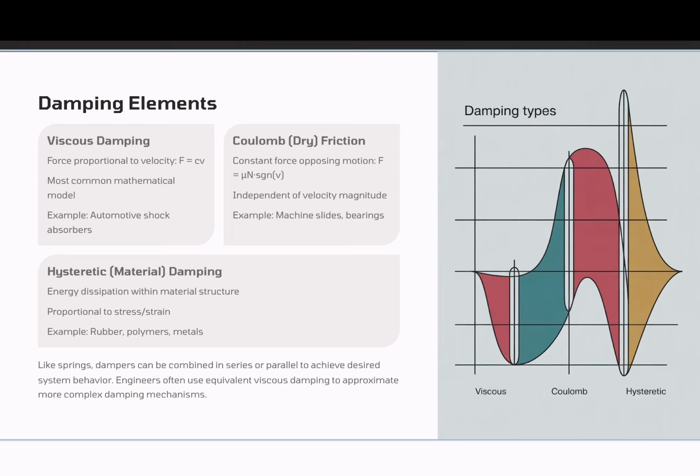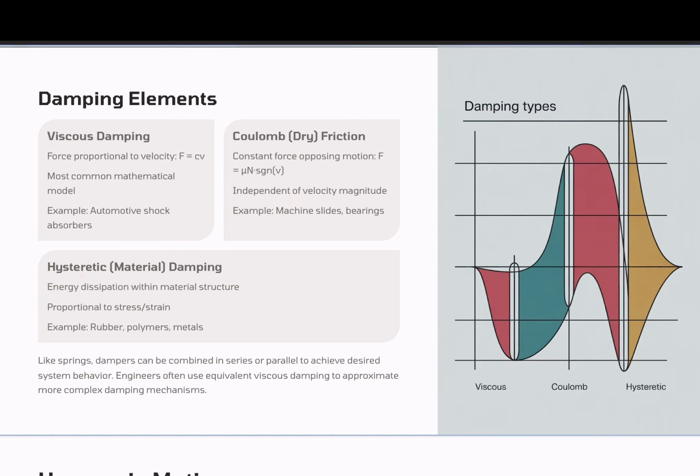Coulomb or dry friction damping. Here the damping force is a constant value that always opposes motion regardless of speed. For example, friction in machine slides or bearings. Unlike viscous damping, it doesn't depend on velocity.